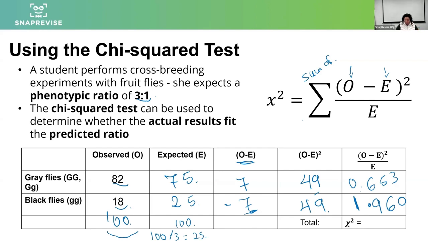And so then my chi-squared value comes out to be 2.613. I've got the answers ready here, so I'm not actually using a calculator. Just going to give you a second to jot this down.